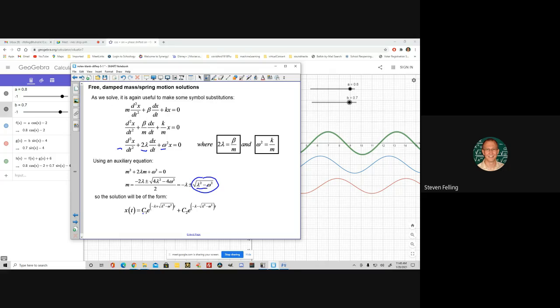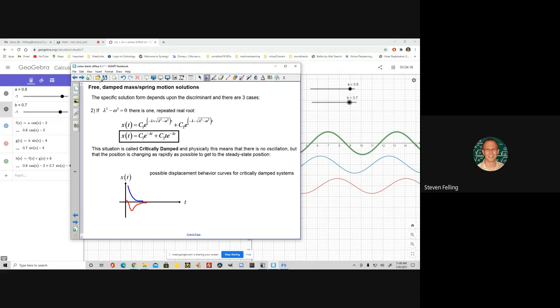Okay, the second case would be if the inside happens to be 0. If lambda squared and omega squared are exactly equal, where this is 0, then we're just going to have e to the negative lambda t plus, now we can't just use e to the negative lambda t again, so since we have a repeated root, we have to use t times that. Remember, we added an extra x variable, so in this case it's t.